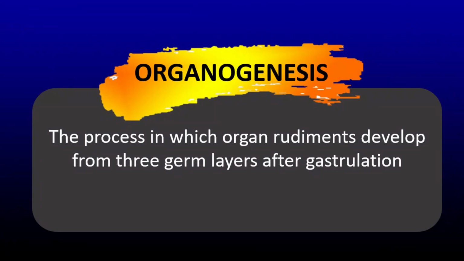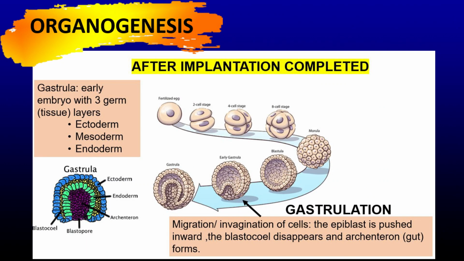The second process involved during fetal development is organogenesis. Organogenesis refers to the process which formation of organ from 3 germ layers. After implantation complete, cell then undergo process called gastrulation and produce 3 germ layers. The 3 germ layers are ectoderm, mesoderm and endoderm.